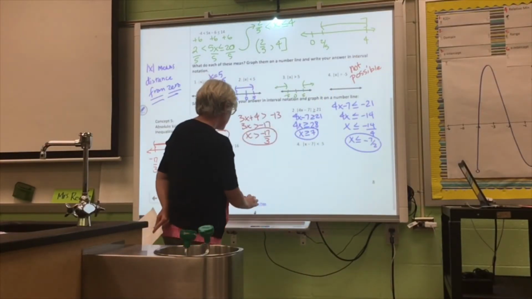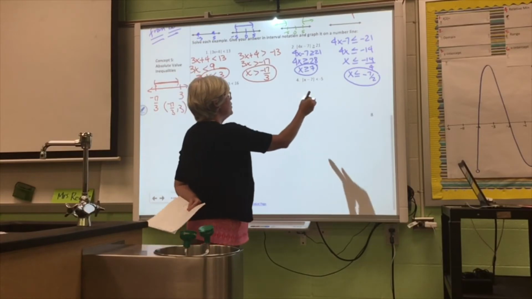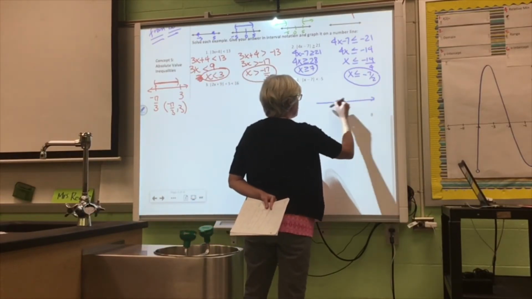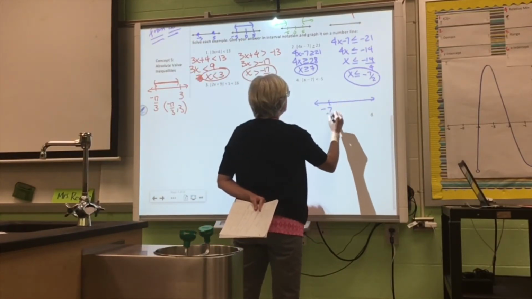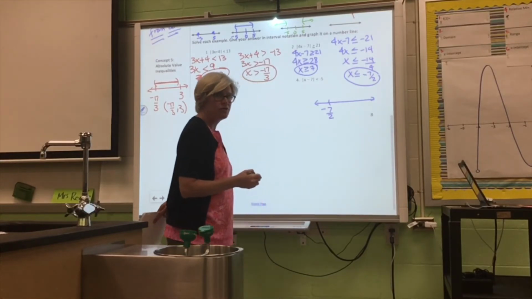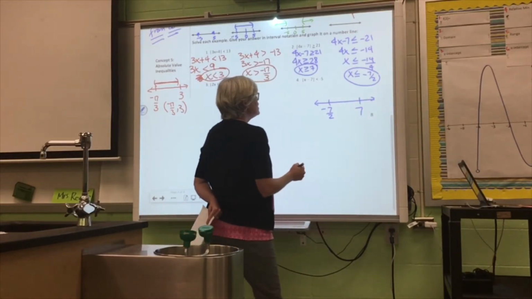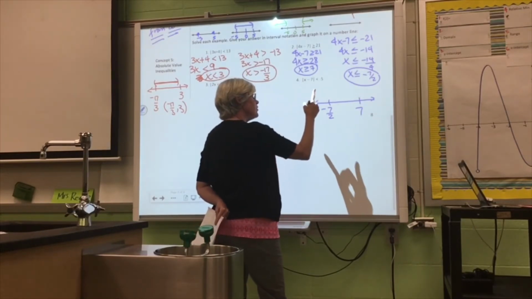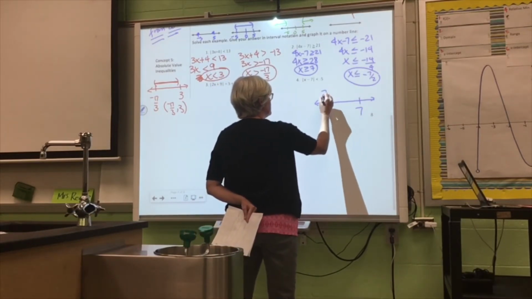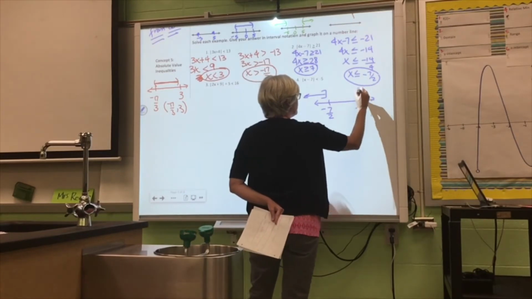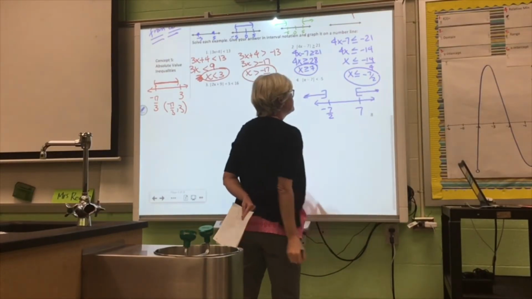I'm kind of running out of space here, so I'm going to come down here and make my number line. Negative 7 over 2 is kind of like negative 3.5, right? Positive 7 is over here. It says it's less than or equal to this one, and it's greater than or equal to this one.